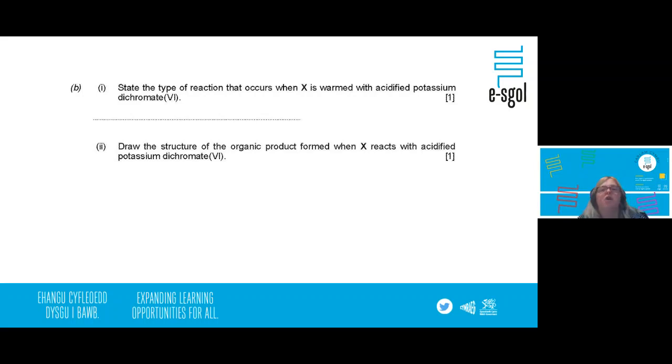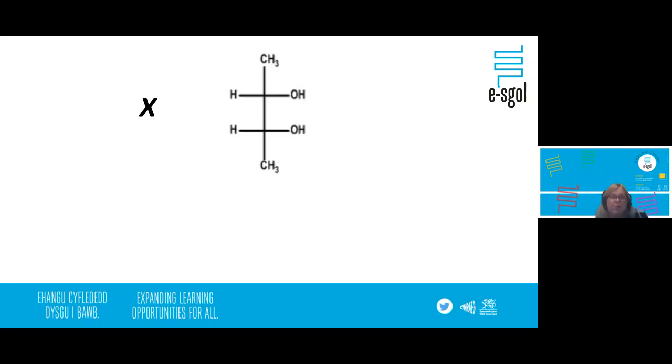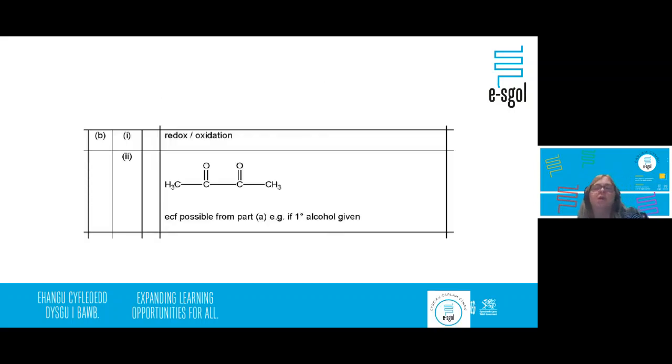Okay. Draw the structure of the organic product formed when X reacts with acidified potassium dichromate. Well, that is what we identified X to be. If it's oxidizing, it's going to oxidize both of them. Okay, that's the crucial thing. So the three definitions of oxidation is either gain of oxygen, loss of hydrogen, or the loss of electrons. In this case, what it's going to do is knock off those hydrogens and turn it into a dione. Okay, so you've got a ketone on two separate positions there.